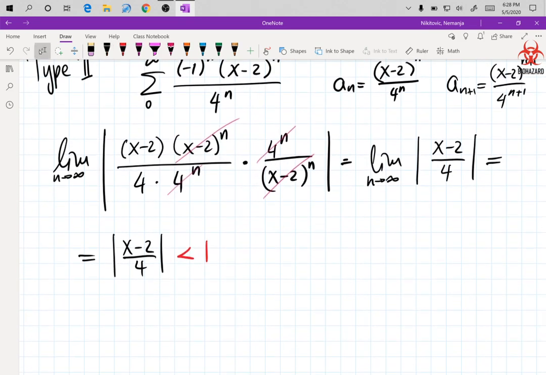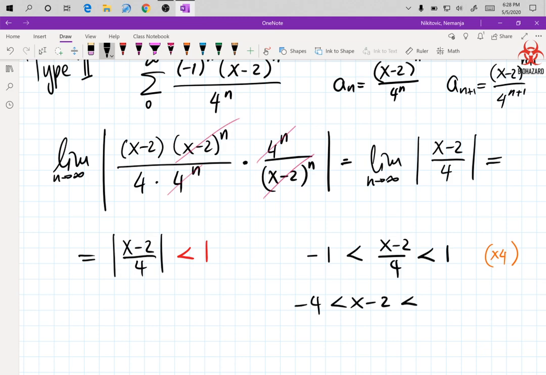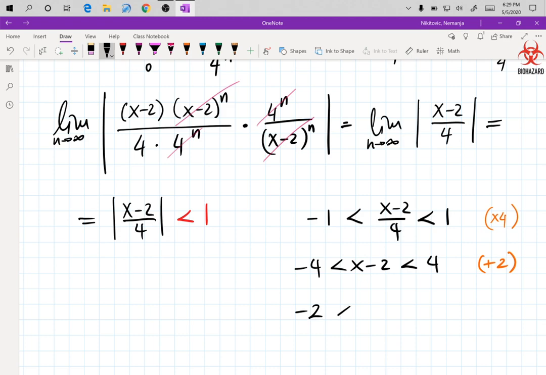Now, if you studied algebra carefully, you know that you are supposed to say negative 1 less than x minus 2 over 4 less than 1. You multiply everything by 4 to kill that denominator, so you get negative 4 less than x minus 2 less than 4, right? Because it's a three-sided inequality, you have to multiply each one of these by 4. And now you add 2 to all three sides, and that gives you negative 2 less than x less than 6.